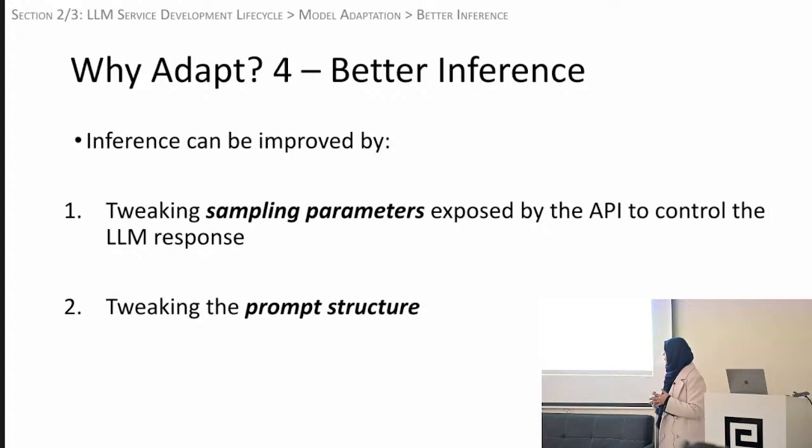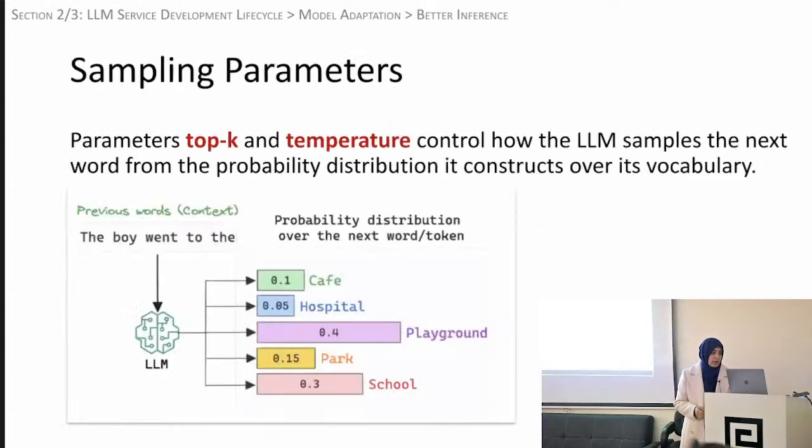And there are two ways you can do that. You can just improve the inference by tweaking some parameters that are generally exposed by LLM APIs. We'll go into those in a minute. Or you can tweak the prompt structure. It's been shown that just structuring the prompts differently, in a way that's more understandable for the LLM, can improve the output a lot. Okay? So we'll go into both of these now. I don't want to go into too much detail over here. It gets very mathematical, and I think we don't have that much time.